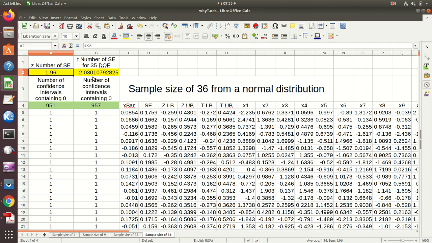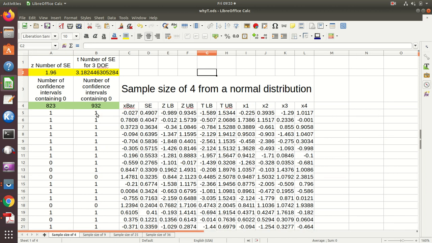And so you see, by the time we hit somewhere around 30, here we're at 36. By the time we hit something like that, then we really are doing fine if we just assume the normal distribution. But for smaller sample sizes, we need to use a T distribution. And again, we see that very evident here with a sample size of 4. Those numbers are very, very different. This number being about 2, this number being bigger than 3. And so for small samples, we really need to use the T distribution, not the standard normal distribution.